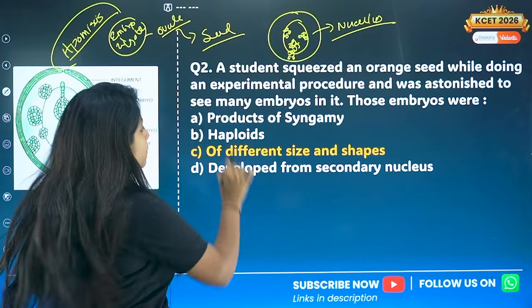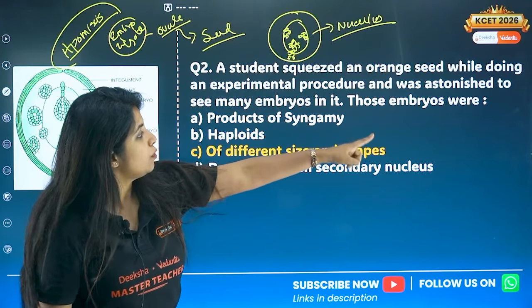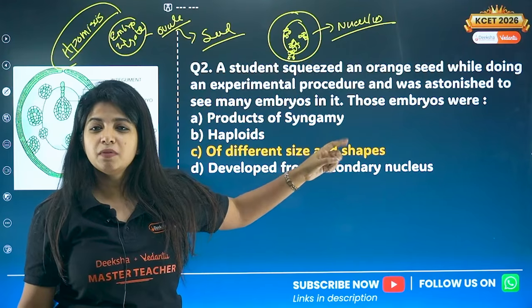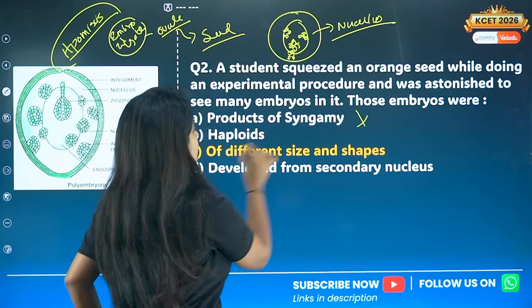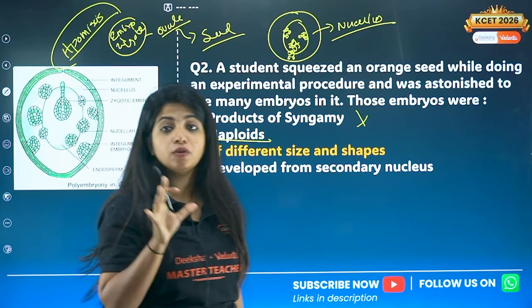Okay, now, products of syngamy. Those embryos were products of syngamy. Syngamy means what? Fusion of male and female gametes. Do you think it's the product of that? No. Haploids. Haploid means half the number of chromosomes would be there.